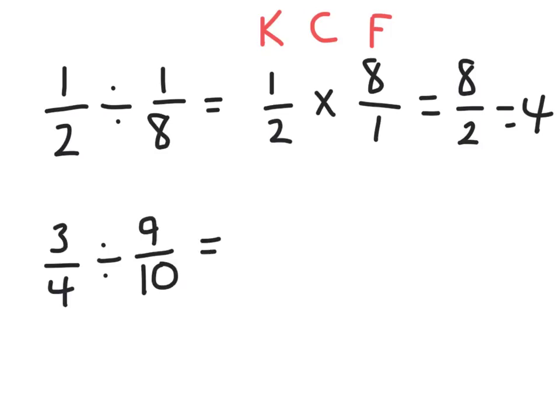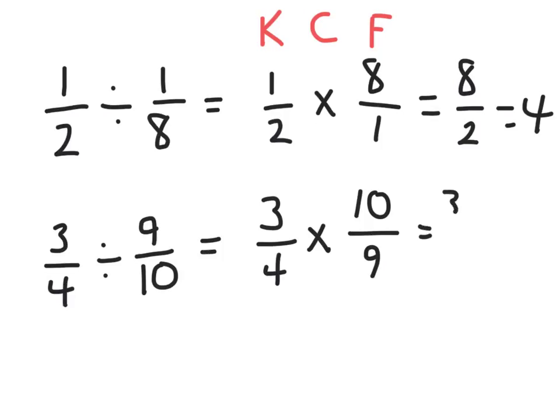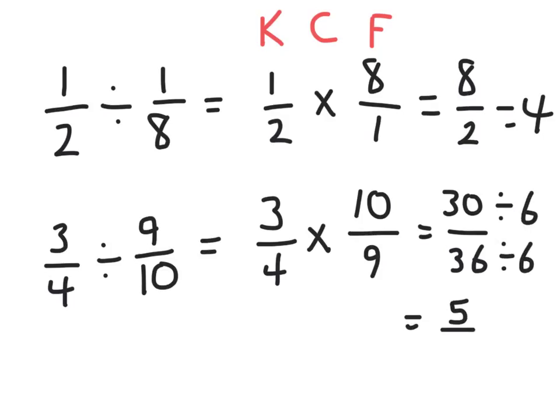Here's my next problem, and I've got 3/4 divided by 9/10. Same idea. 3/4, change the division to multiplication, flip the second fraction, 10 and 9. If you'd like to do some bang, bang, or boom, boom, gone at this point, you can, but I'm going to multiply across. 3 times 10 is 30. 4 times 9 is 36. My greatest common factor is 6. So when I finish doing the division, I've got 5 over 6.